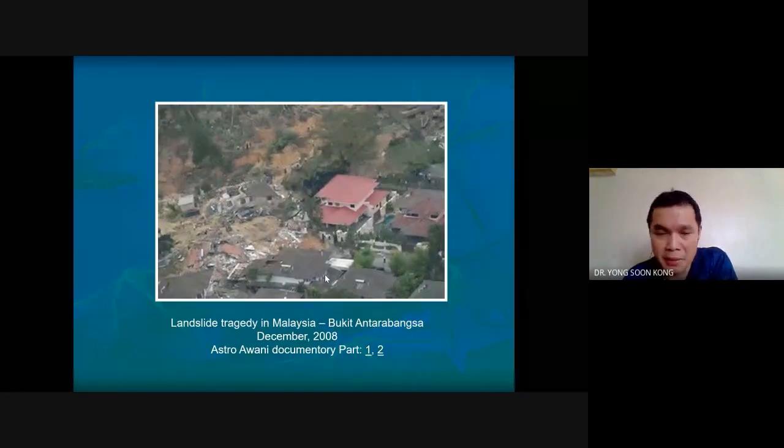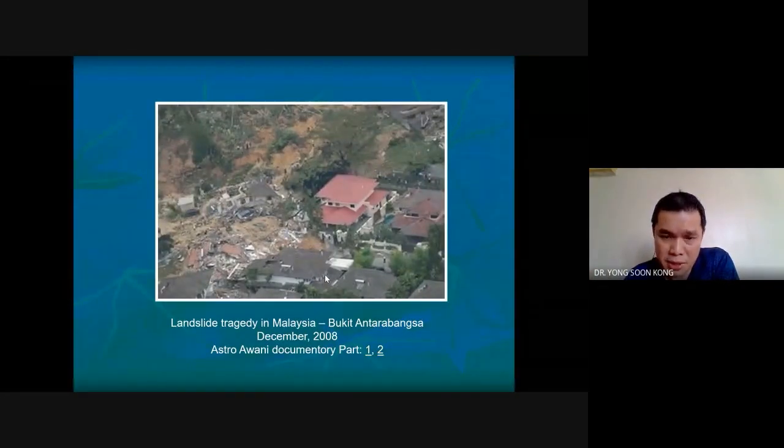And I'll show you this picture. This picture actually happened in Malaysia in 2008. I think you were not even born yet. However, this one received large coverage because it is a classic example of human negligence. Human negligence that caused a landslide so severe that it became international news. Why? Because Astro Awani covers it. It has part one and part two. So after this, tonight, you can go and watch it.